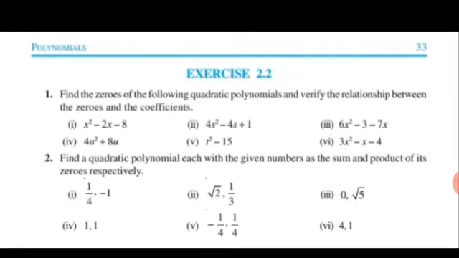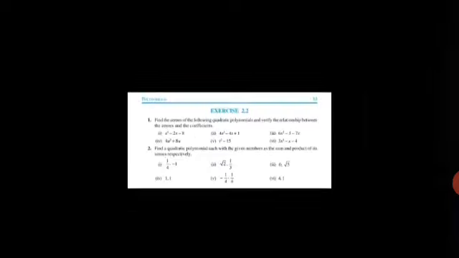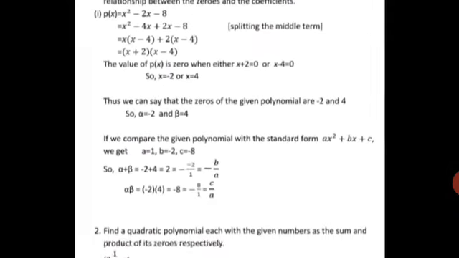We'll directly begin with the exercise, that is exercise 2.2. Question number 1. I read the question. Find the zeros of the following quadratic polynomials and verify the relationship between the zeros and the coefficients. It is quite simple. You have to initially find the zeros of the quadratic polynomial, and then, as we have just read about the relationship, we are going to verify it. The first example, x square minus 2x minus 8. I will be explaining that, and the rest obviously you have to solve on your own. Let's move to the next slide.